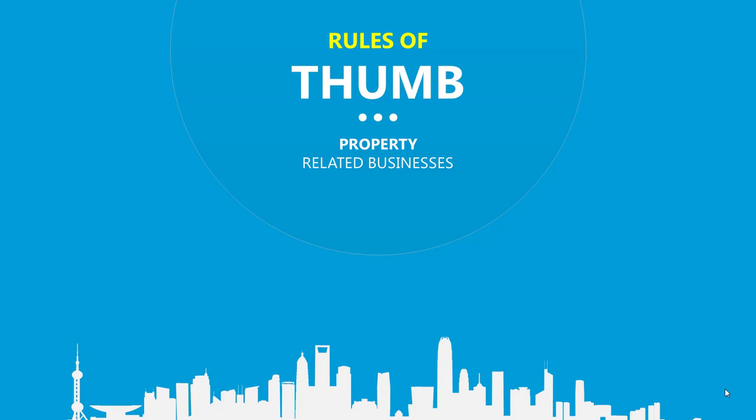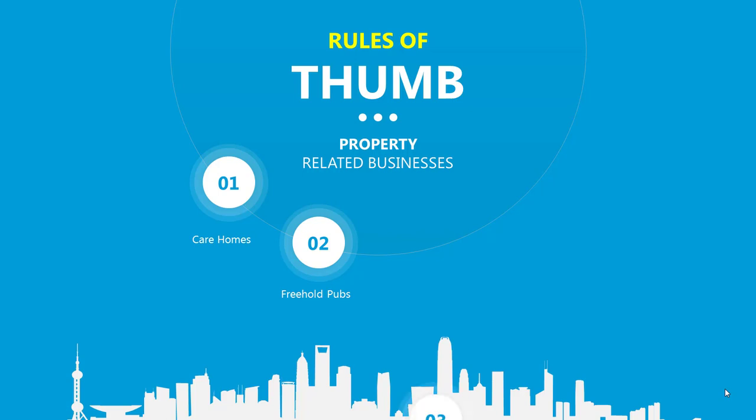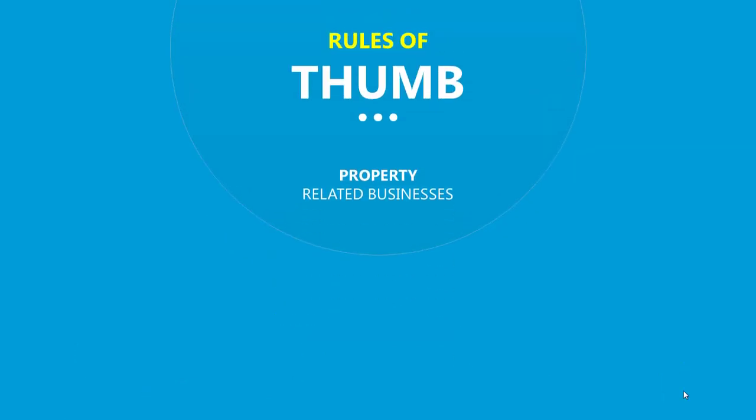But for now, let's consider the cases where the property is usually not separated from the business, and the property and business are usually sold as one unit. Nursing homes, also called care homes, fit into this category. Freehold pubs are another example, especially in the UK where these are often iconic historical buildings. Small hotels and B&Bs are other examples. So what are the rules for these businesses?